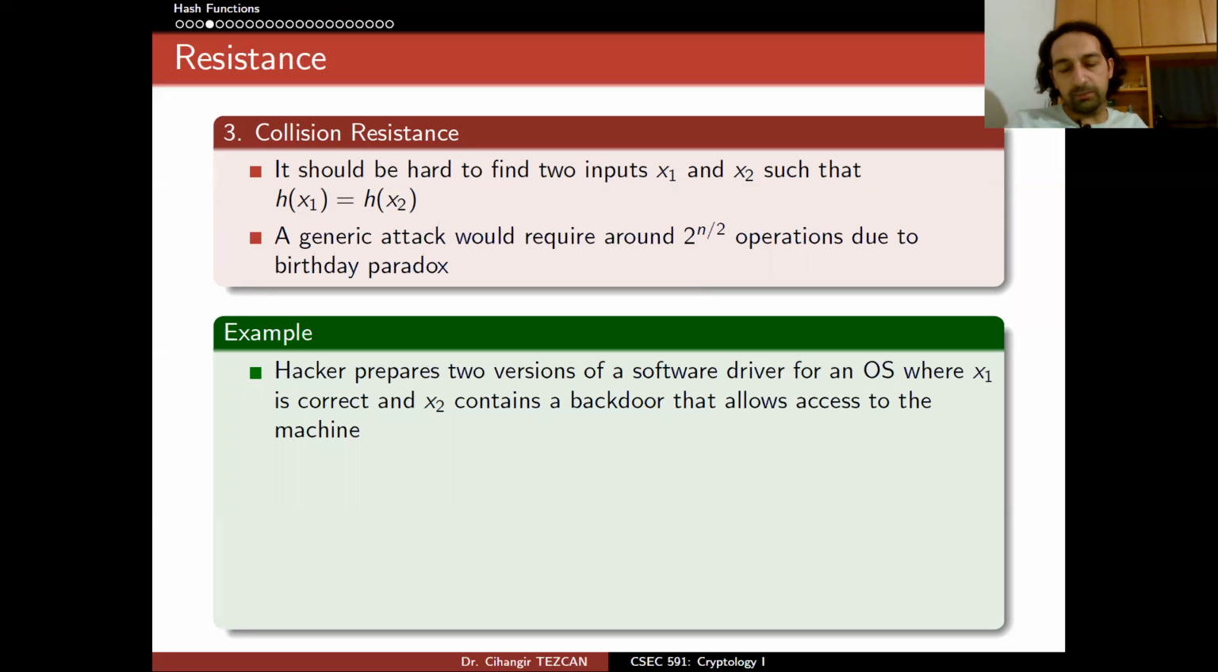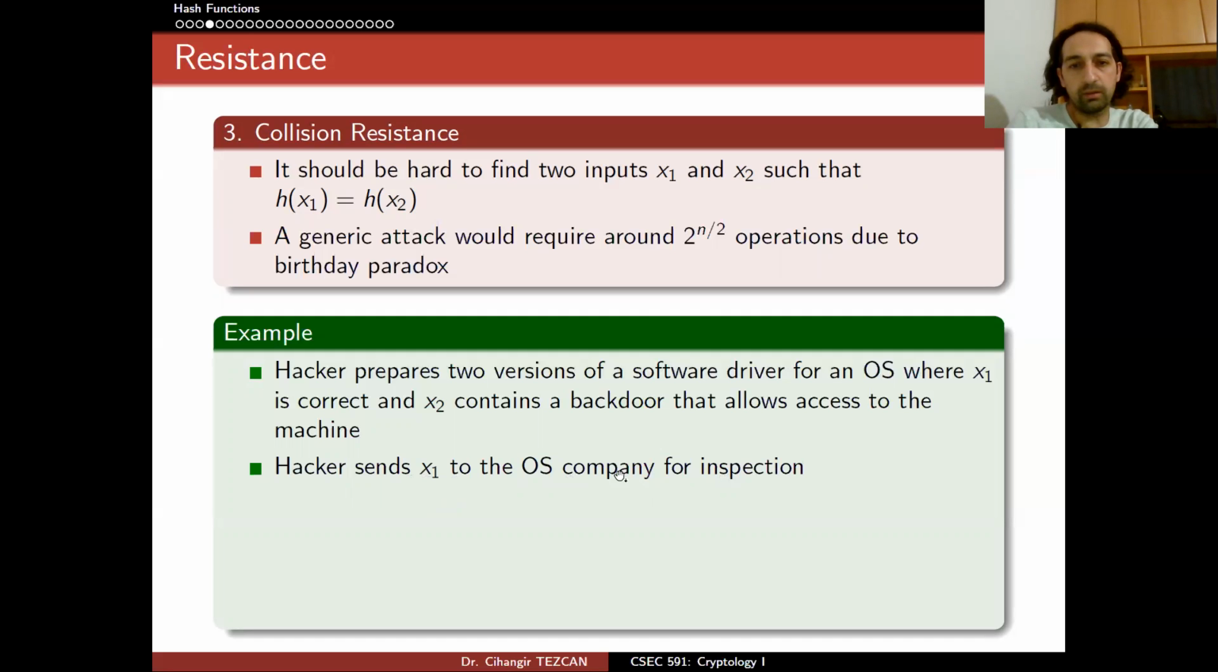Let's look at the following example. Assume that a hacker prepares two versions of a software driver for an operating system, where X1 is the correct one and X2 contains a backdoor or a Trojan that allows access to the machine. If they can create such two drivers with the same hash value, then the hacker can send X1 to the operating system company for inspection. Since it doesn't have any backdoor or Trojan, they will say that this is virus-free. So they will sign this driver, but signing the whole driver is not easy, so they take the hash of it and sign it.